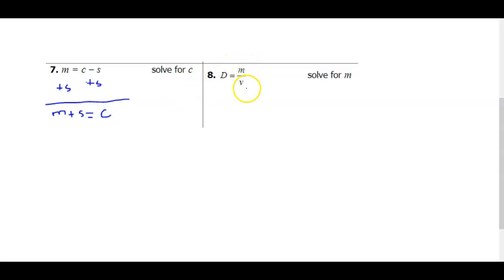For number 8, again, I'm trying to solve for M. If V is being divided by M, that means I'm going to multiply both sides by V. Okay, so I multiply both sides by V. Which means that on the right side, my V's cancel. On the left side, I have V times D. So I'd have V times D equals M.